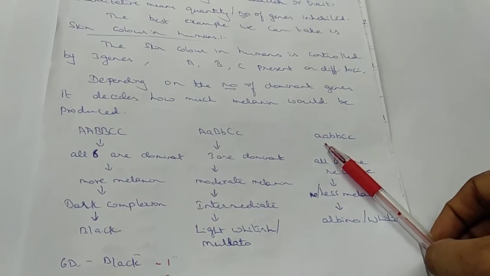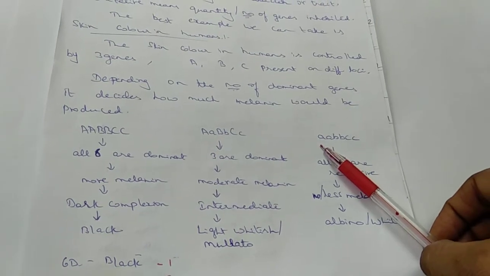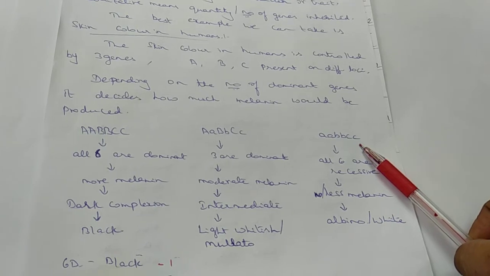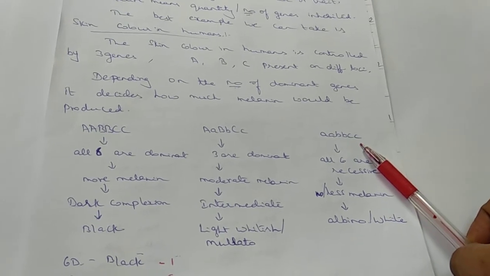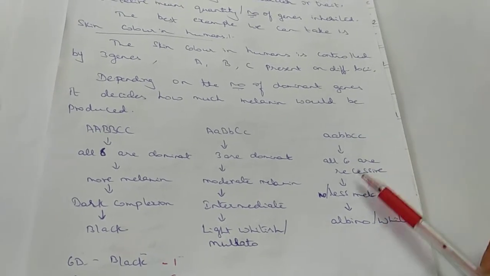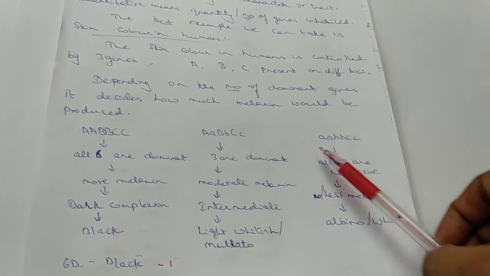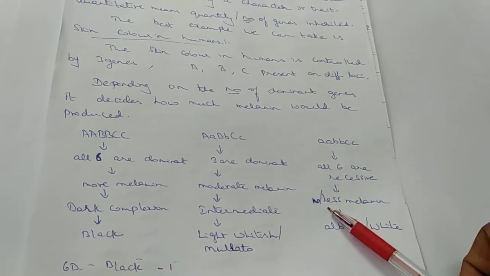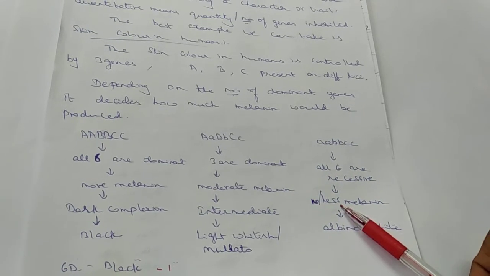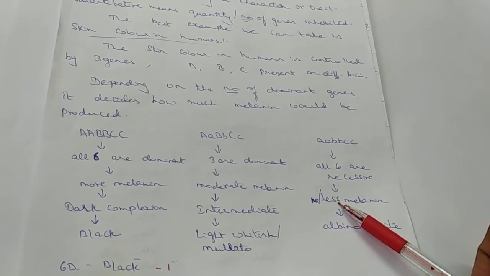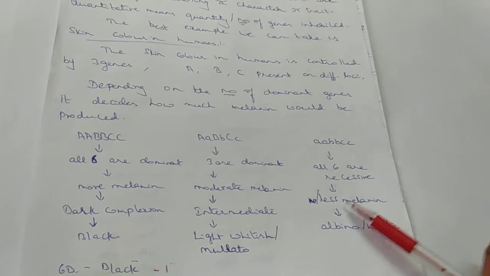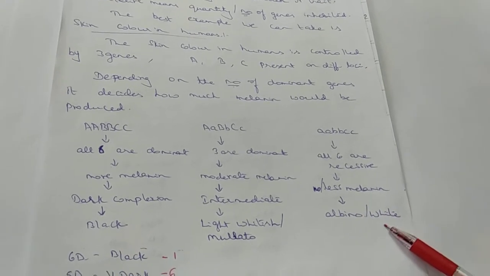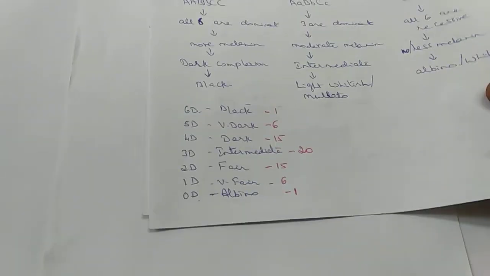Or in an individual, it may be the absence of all dominant alleles, or in other words, there is the presence of only recessive genes. All recessive genes are present, so there is no melanin deposition, or very little melanin deposition, which is going to result in the albino or white. So you can also plot it like this.